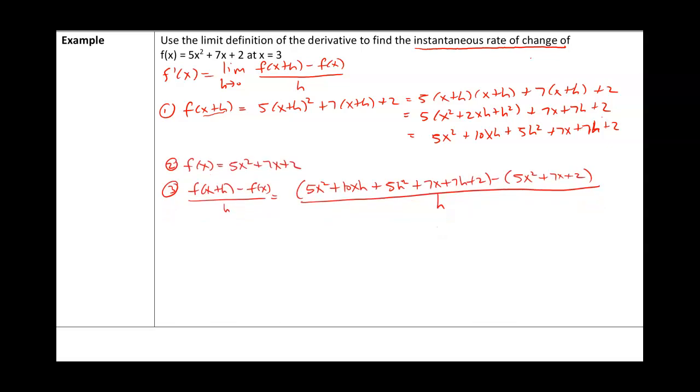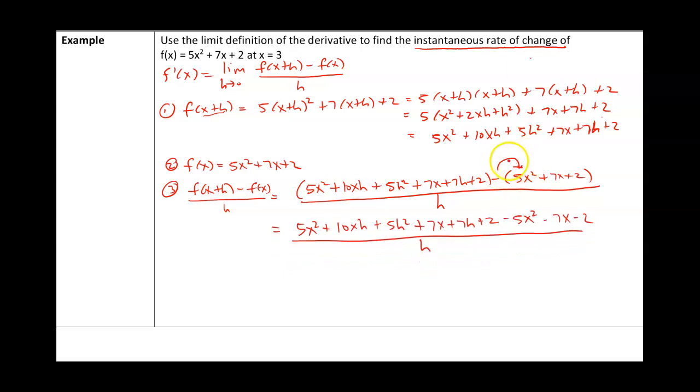Now f of x is given to us as 5x squared plus 7x plus 2. That's just a given function. If I put it all together to find the difference quotient, I have f of x plus h, which is this whole big thing. So parentheses 5x squared plus 10xh plus 5h squared plus 7x plus 7h plus 2, minus, make sure you use parentheses, 5x squared plus 7x plus 2. The reason I say make sure you use parentheses is because now we can distribute that negative.